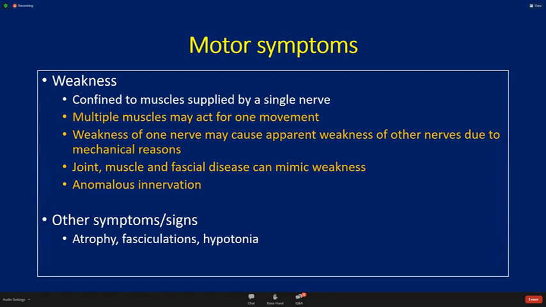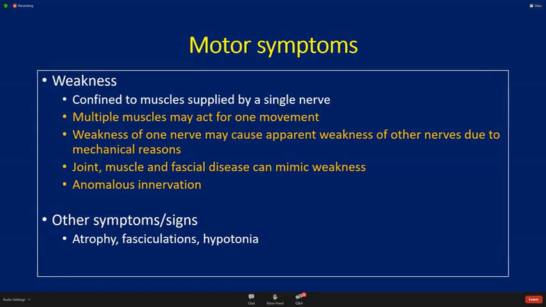And secondly, weakness of one muscle may cause apparent weakness of another muscle and may overlap with multiple nerve territories. A very peculiar example is that of a radial nerve lesion producing wrist drop, and that can lead on to a pseudo-ulnar weakness because of a mechanical disadvantage. Especially in the post-trauma setup, you have to see whether a joint, muscle or fascial disease is also causing what looks like weakness when it is actually not primarily a nerve disease.